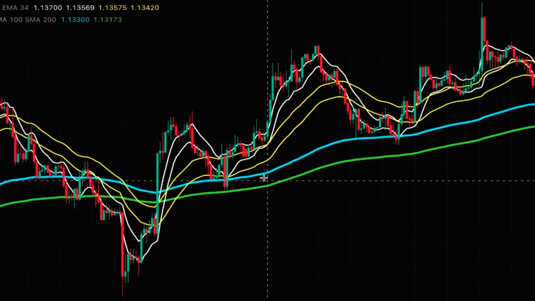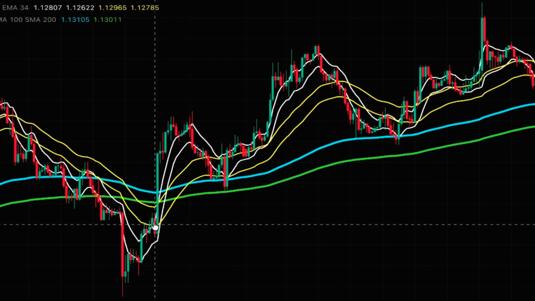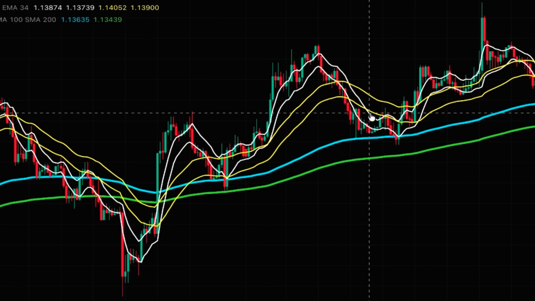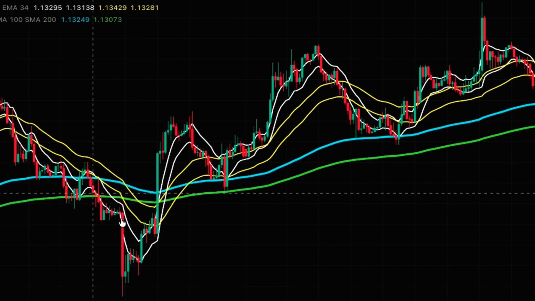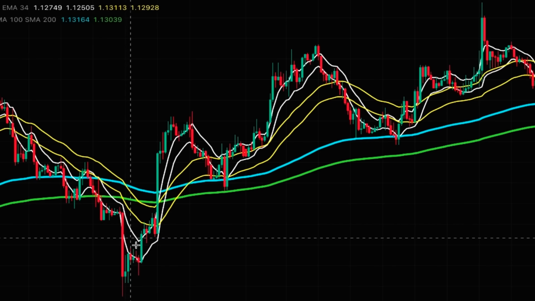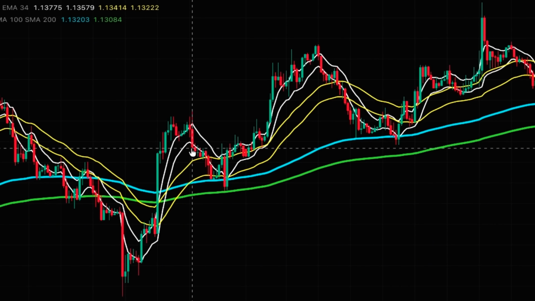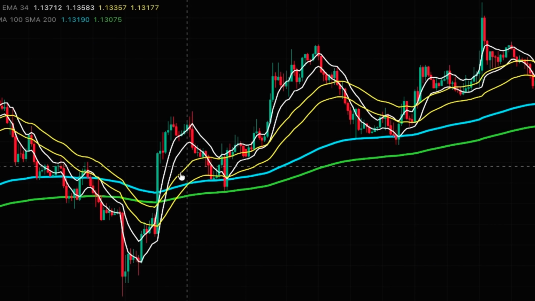Alright, as I said, this green line here is used for trend identification. When the price goes above the green line, we consider that the market is turning to an uptrend, and when the price goes below the green line, we consider that the market is turning down. Here you can see that the price crossed above the green line and now it is above the green line, so we can consider that the market is turning to an uptrend.